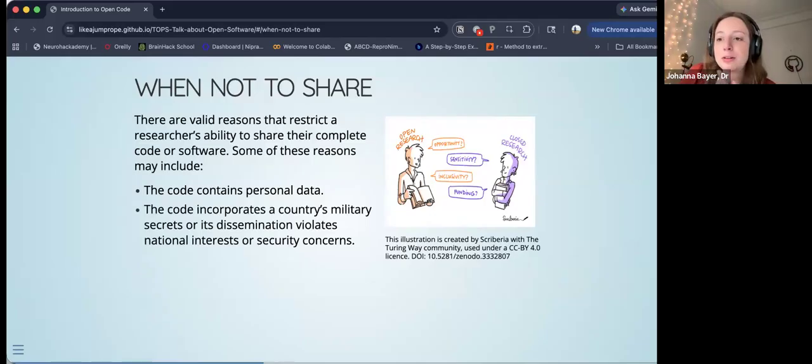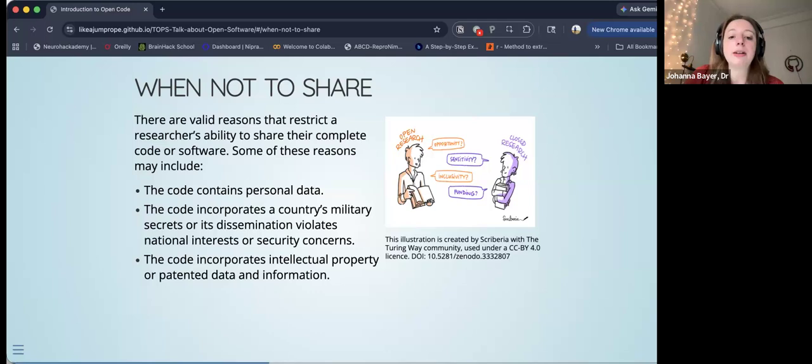Another one is, and this is all from the NASA TOPS curriculum, I'm not sure whether many of you will be in this situation, but the code incorporates a country's military secrets or disinformation, whether it's national interest or security concerns. And of course, you also shouldn't share the code, but I hope that your supervisors will let you know if that's the case for you.